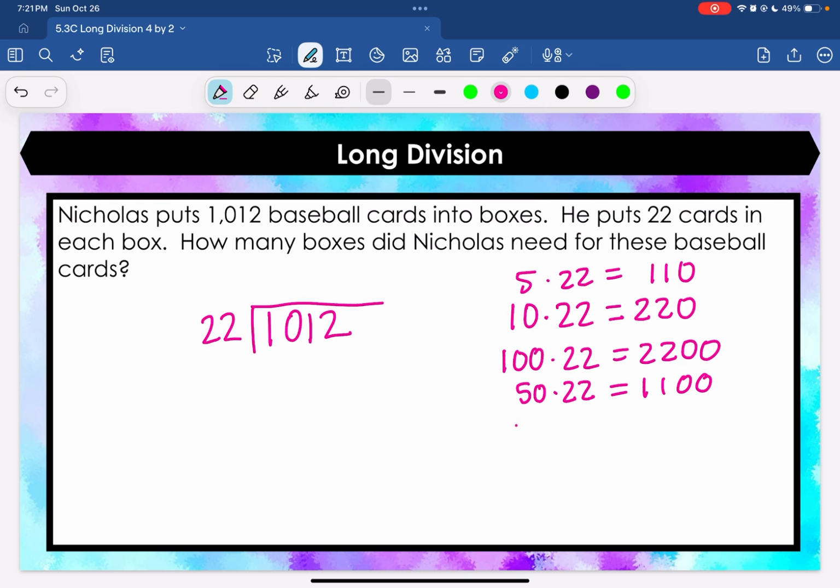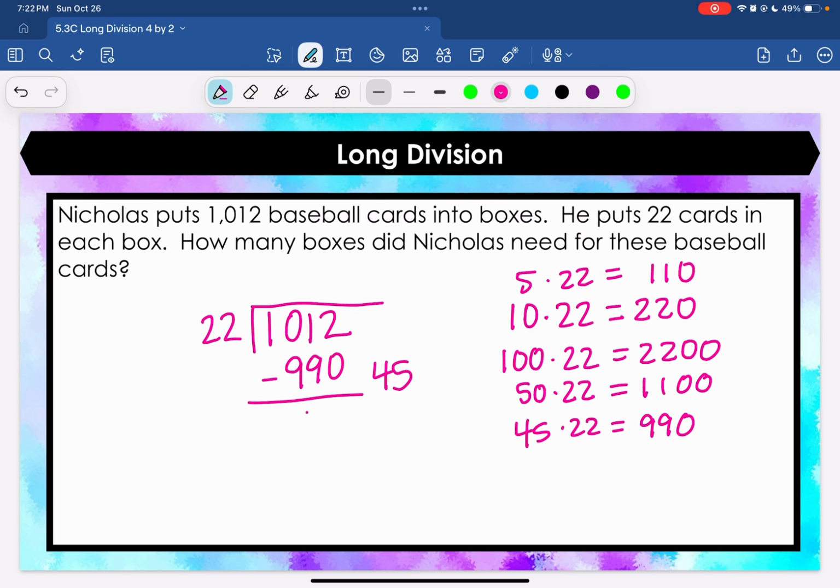So what I want to really figure out, what's 45 groups of 22? Well, instead of actually multiplying 45 and 22, which would be totally fine, I'm going to use what I already have, which is the 50 and the 5. So what I'll do is subtract, and I'll determine it's 990. So 22 times 45, I'll put the 45 here, gives me 990.